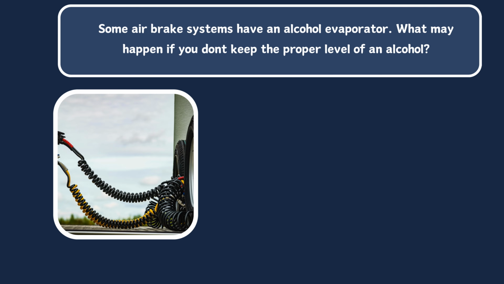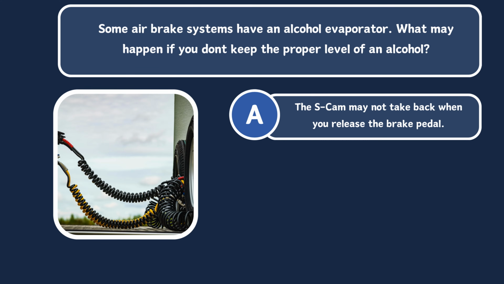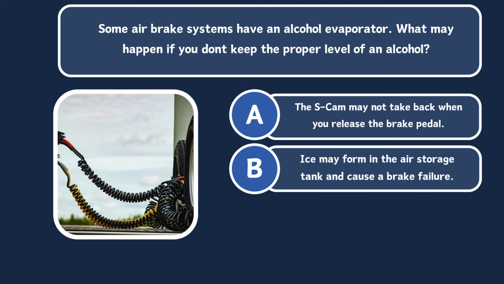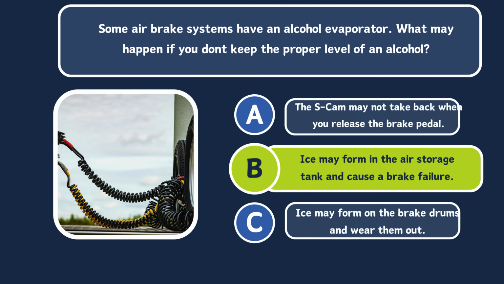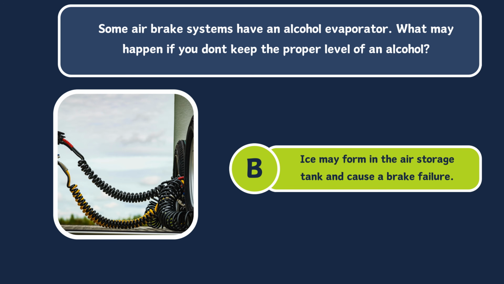Question 23. Some air brake systems have an alcohol evaporator. What may happen if you don't keep the proper level of alcohol? A. The S-cam may not take back when you release the brake pedal. B. Ice may form in the air storage tank and cause a brake failure. C. Ice may form on the brake drums and wear them out. Correct answer is B. Ice may form in the air storage tank and cause a brake failure.